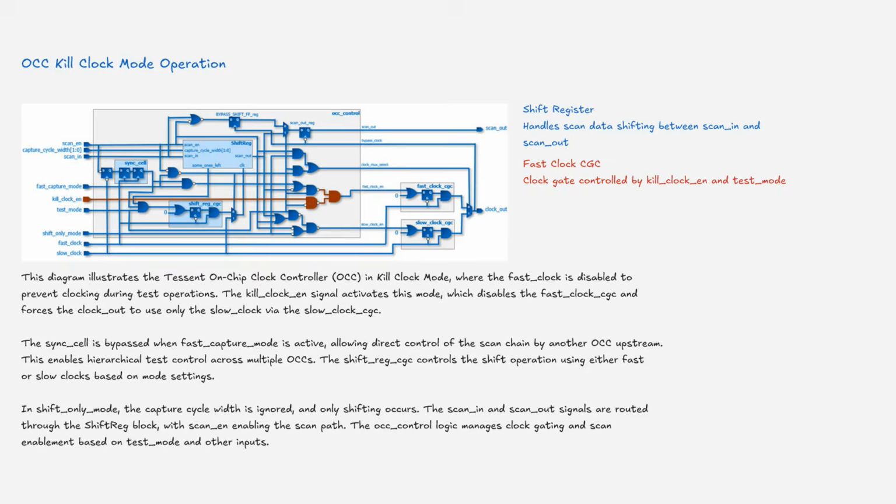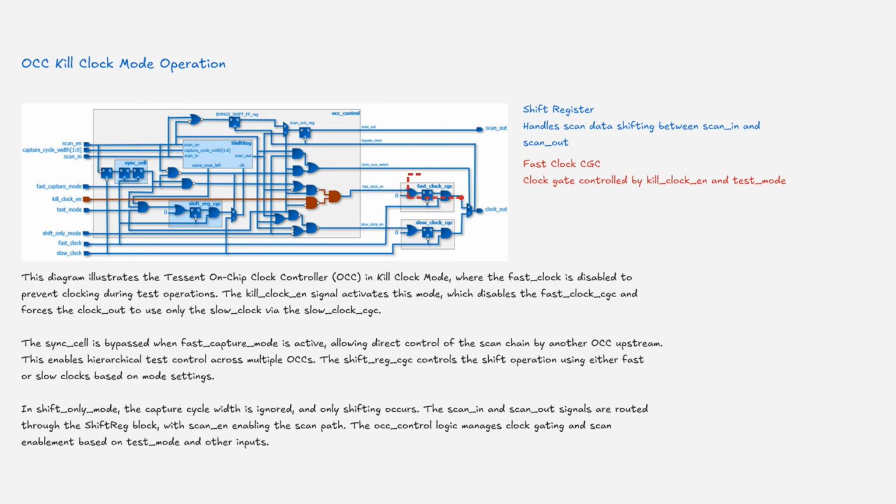This diagram illustrates the Tessent On-Chip Clock Controller, on-chip clock, in kill clock mode, where the fast clock is disabled to prevent clocking during test operations. The kill clock enable signal activates this mode, which disables the fast clock CGC and forces the clock out to use only the slow clock via the slow clock CGC.